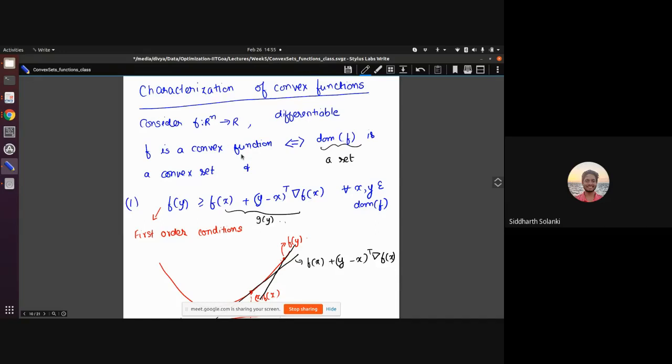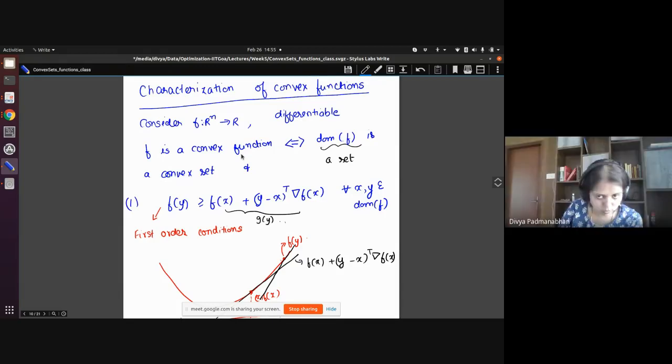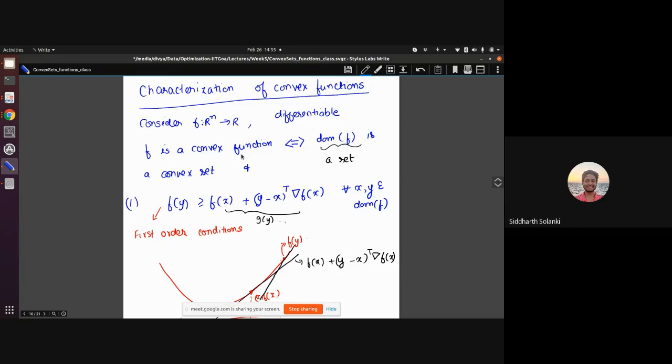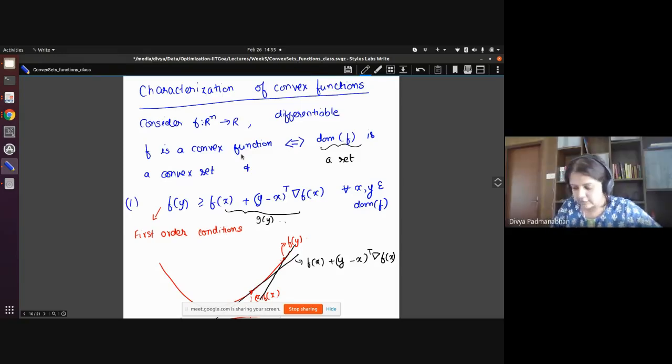I was just curious how are we saying that the domain of a convex function is always convex? Oh, okay. You're asking like that. So that is just because when you say that f is a convex function, you implicitly are assuming that the domain is a convex set.